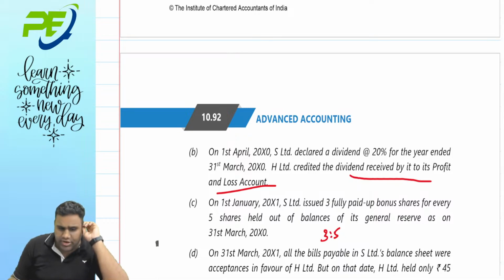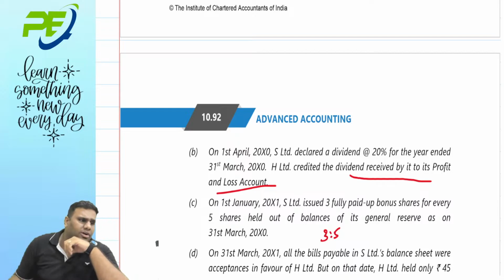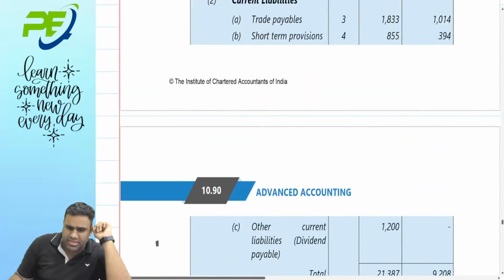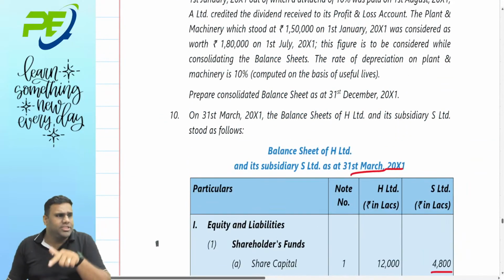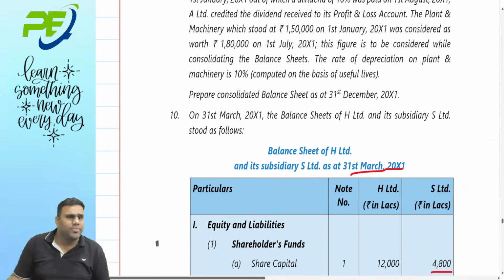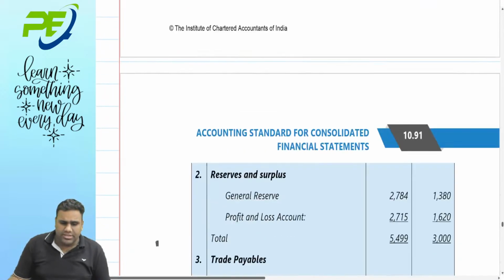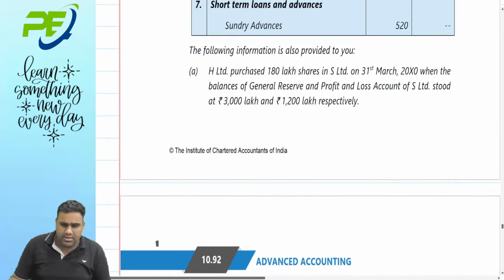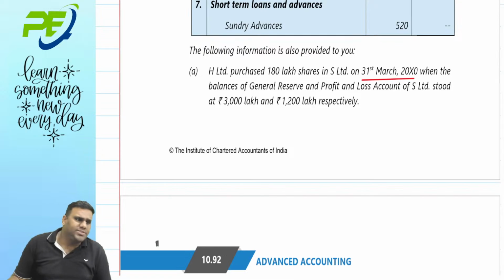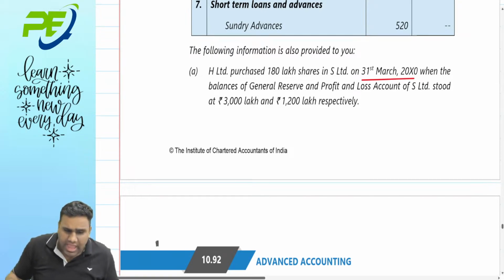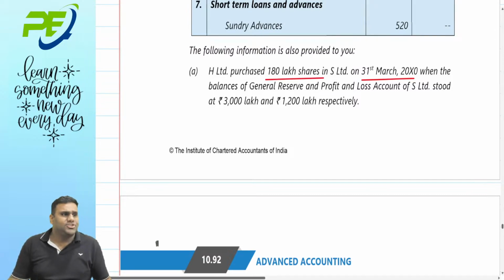Now, bonus and all, when did we give? On 1st April 20x0. Dividend, and 1st January 20x1. Balance sheet is 31st March. So this is after bonus. And when did we acquire? 31st March 20x0. And how many shares? 180 lakh shares.